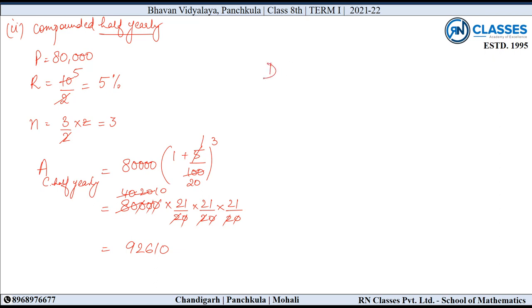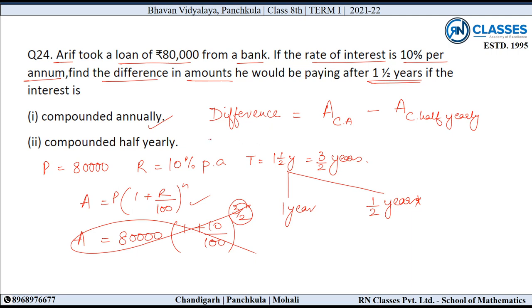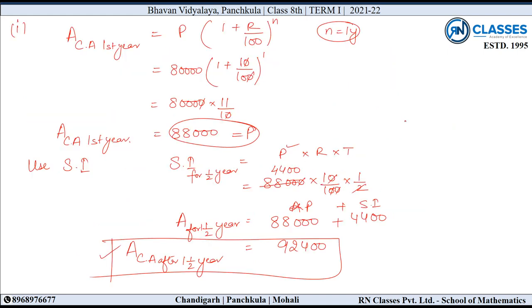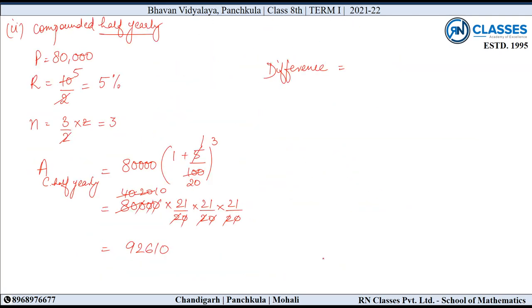Now you just have to find the difference. हमने फॉर्मूला ऑलरेडी लिखा हुआ है. You have to just find the difference. Difference कैसे मिलेगा? This is the formula which is already given over here. Difference is compounded annually minus compounded half yearly. Compounded annually कितना है? 92,400. And 92,610. This is half yearly.